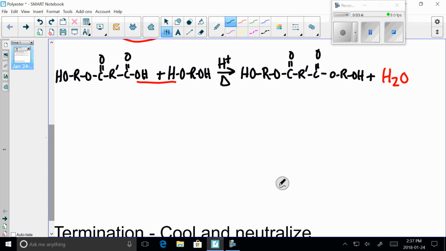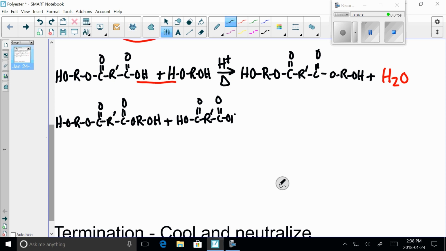Now we're going to take the product out of step 2, and it becomes a reactant into step 1. It ends in alcohol, so the next piece to add will be a dicarboxylic acid piece. Produces in the presence of heat and strong acid.